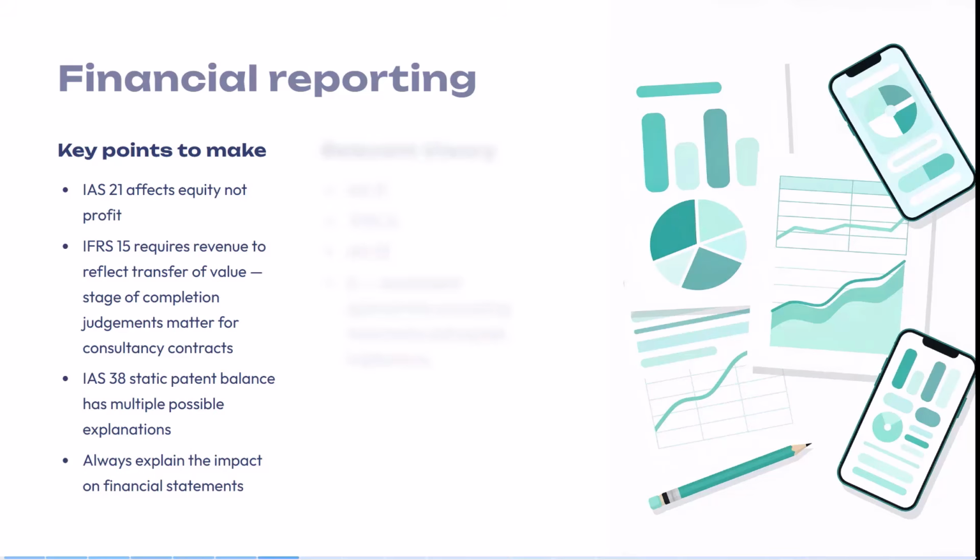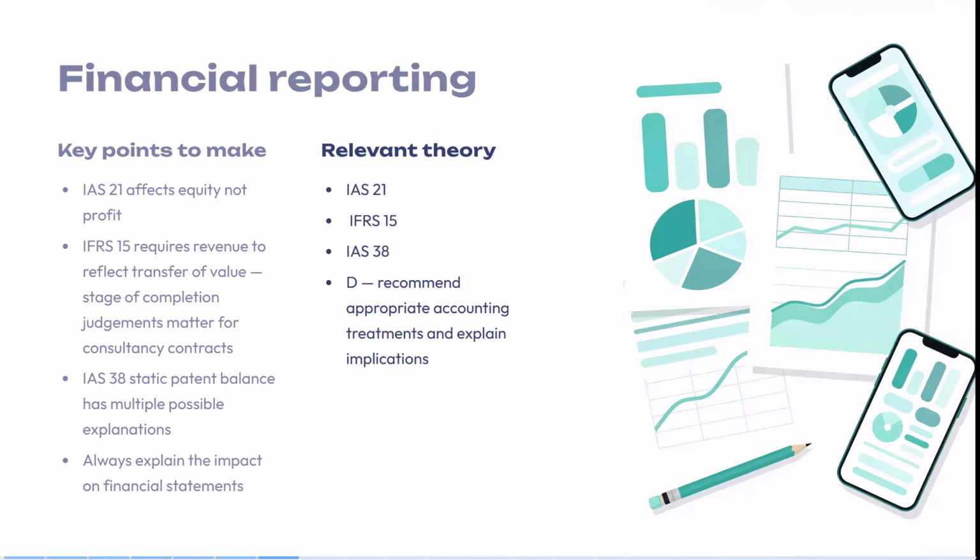Okay, and I'm just going to flag some relevant theory now because we've been through it. IAS 21, IFRS 15, IAS 38, we've talked about that already. And I've also highlighted core activity D here, measuring performance. This core activity covers financial reporting, ratio analysis, and accounting treatments. The assessment outcome here is recommend appropriate accounting treatments and explain their implications for users of the financial statements. And that means that examiners want the treatment, the journal, and the so what for the reader of the accounts.